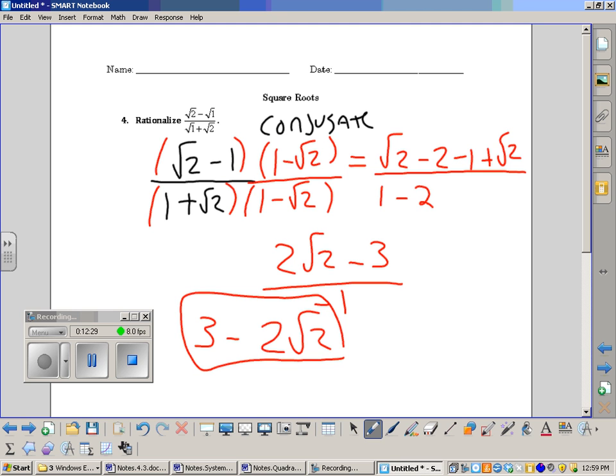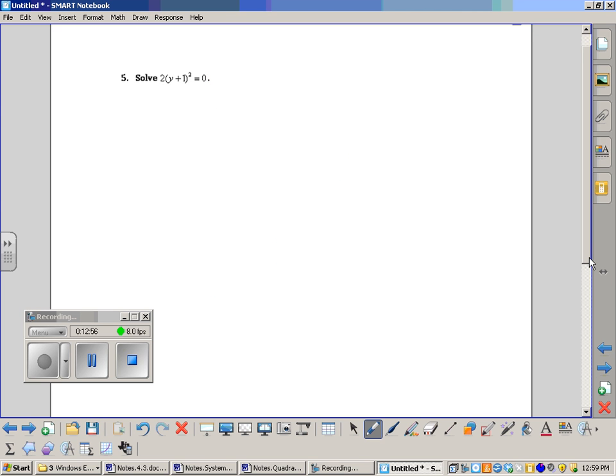I'll promise to end on easy questions, because some of these have been sort of tough. The key thing here was multiplying by the conjugate. The conjugate was 1 minus root 2. Okay, 3 minus 2 root 2 is the same thing as this crazy mess that we started with. The only difference is there's no longer a root 2 in the denominator. Okay, now for some easier problems.